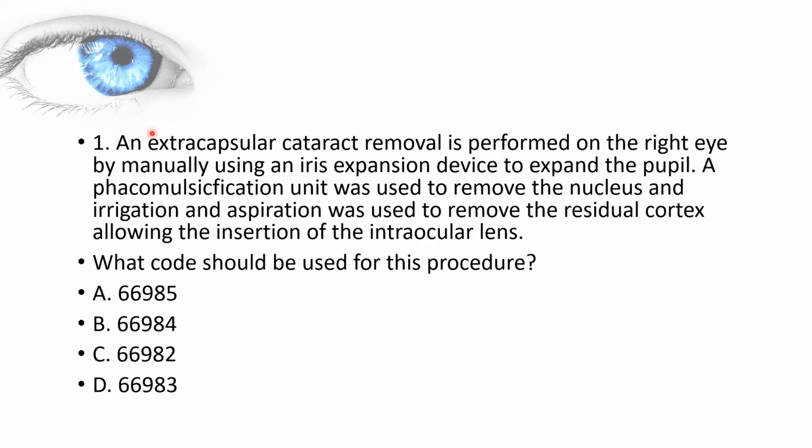An extracapsular cataract removal is performed on the right eye by manually using an iris expansion device to expand the pupil. A phacoemulsification unit was used to remove the nucleus and irrigation and aspiration was used to remove the residual cortex, allowing the insertion of intraocular lens. What code should be used for this procedure?